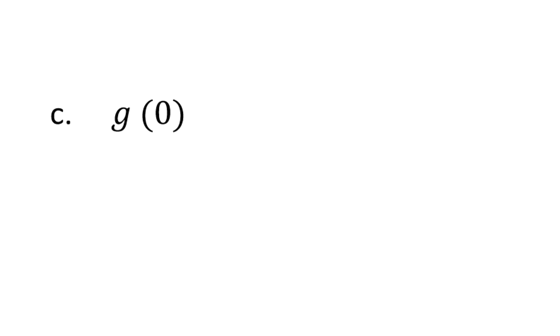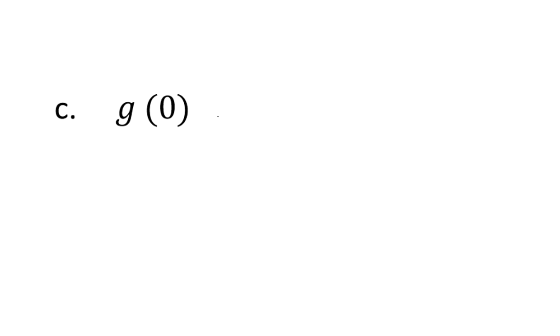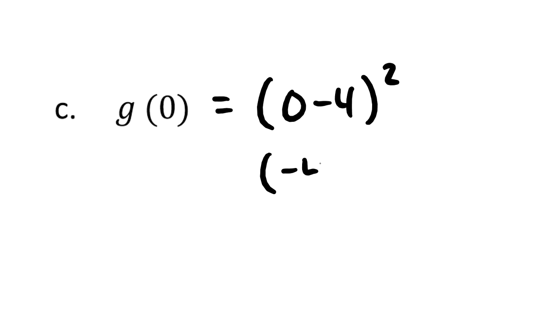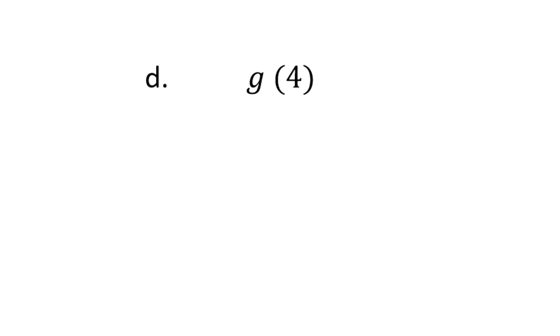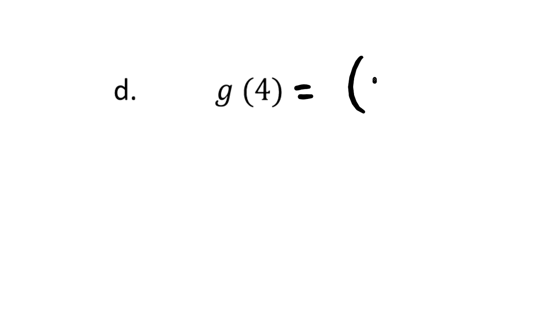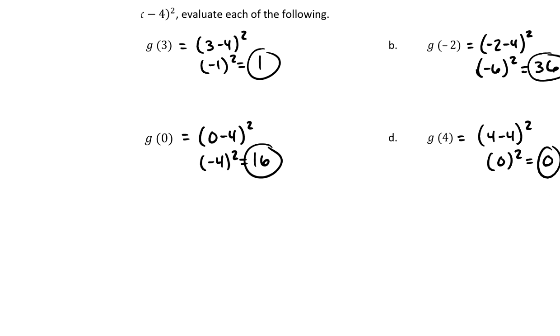G of 0, again, remember what the function is. It's x minus 4 quantity squared. So I'm putting in here 0 minus 4 quantity squared, which looks like negative 4 squared, which looks like positive 16. And then my final one, g of 4. If I plug the 4 in there, we're looking at 4 minus 4 squared, which is 0 squared. And 0 times 0 is 0. So g of 4 produced an output of 0. And that was it.